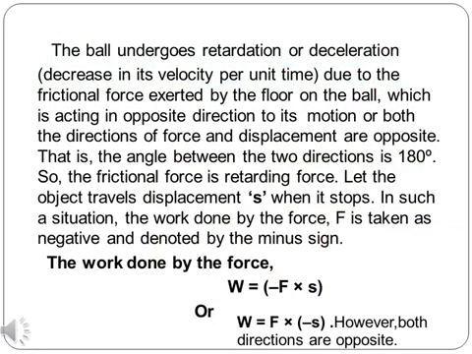The ball undergoes retardation or deceleration due to the frictional force exerted by the floor on the ball, which is acting in the opposite direction to its motion. Both the directions of force and displacement are opposite to each other. That is, the angle between the two directions is 180 degrees, so the frictional force is a retarding force. Let the object travel displacement S when it stops.